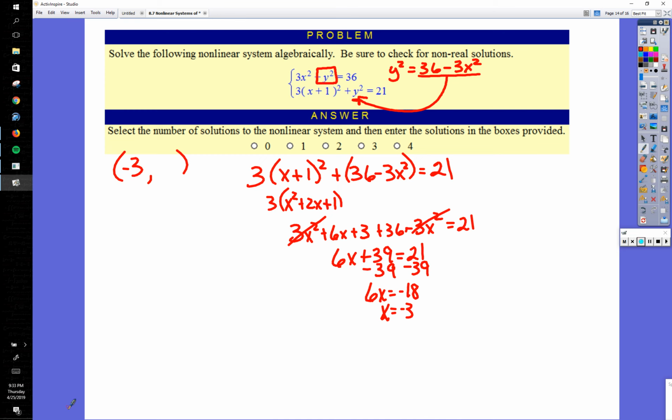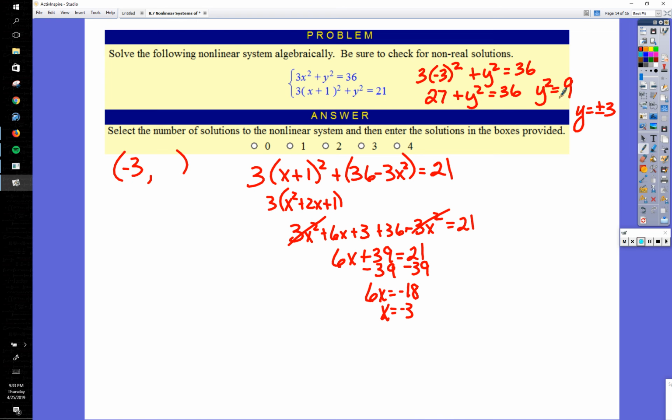And now we got to find our y. So we're going to use a back substitution. Again, I'm going to try to pick the easier of the two to plug it back into, so I'm going to pick equation 1. And so I'm going to have 3 times negative 3 squared plus y squared equals 36. And I end up getting 27 here. Negative 3 squared is 9 times 3 is 27. Y squared equals 36 minus 27. We're going to get two answers here. So y squared equals 9. Square root both sides. Don't forget that plus or minus sign. We end up getting 3. That's where I got the 3 from. So for this x, this negative 3, I actually get two answers. I end up getting positive 3 and negative 3 as my two answers.